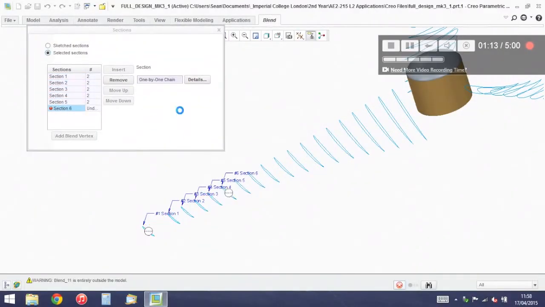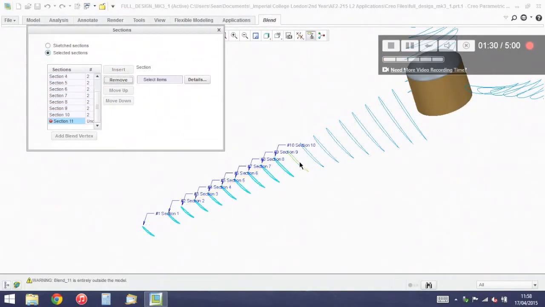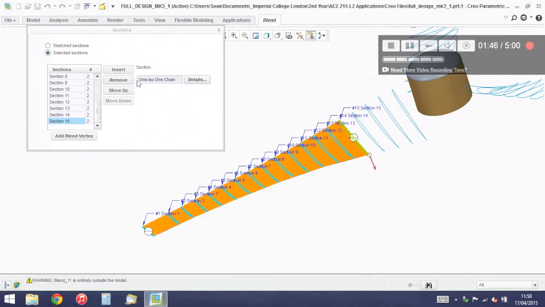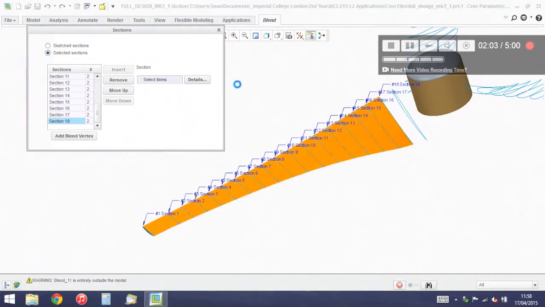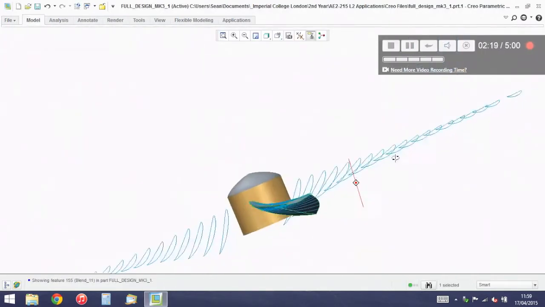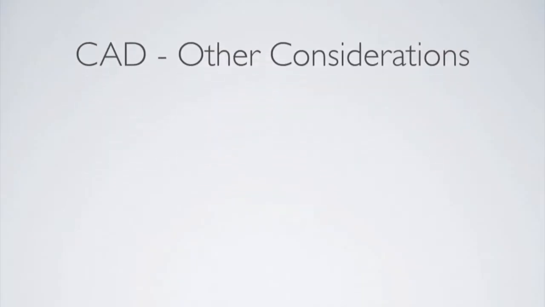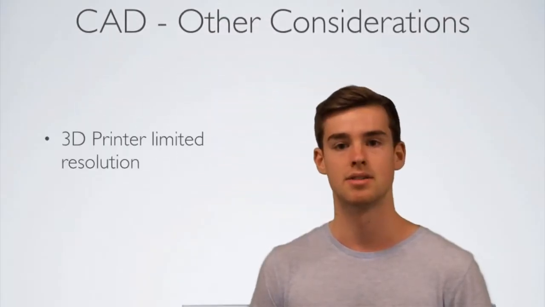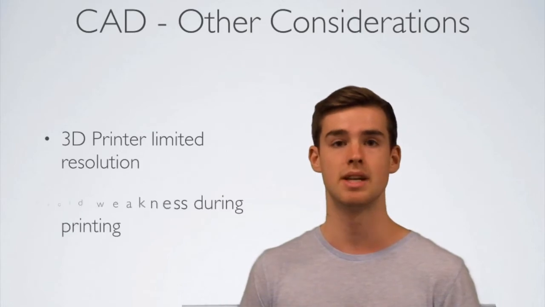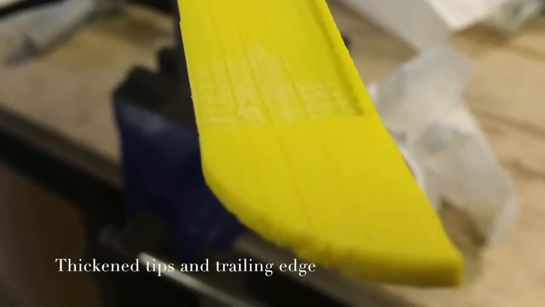After determining the optimal twist and chord distribution of the blade, we exported 20 sets of spline points from Q-Blade. These splines were blended and the root was extruded into the hub. Due to the limited resolution of the 3D printer and to avoid weakness during printing, material was added to both the trailing edge and the tips.